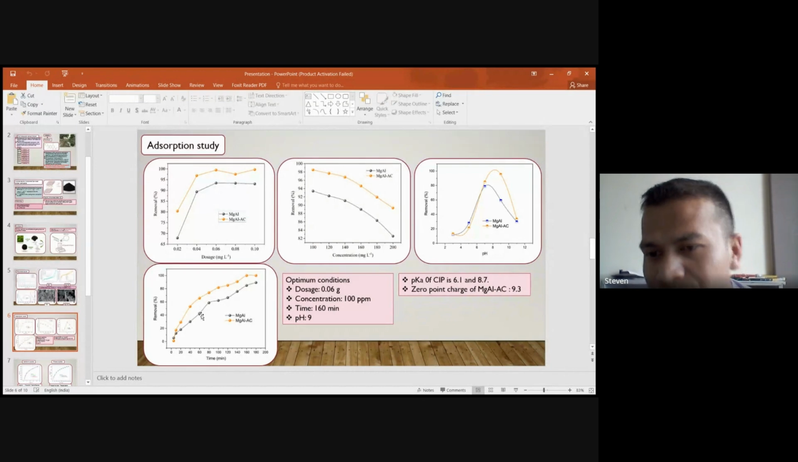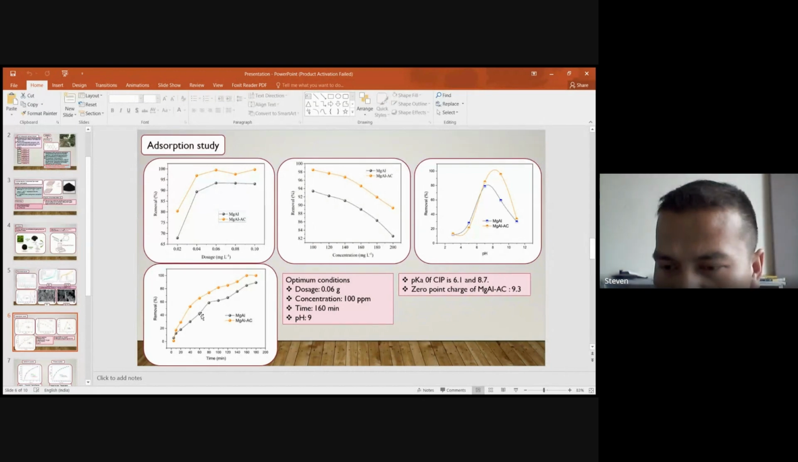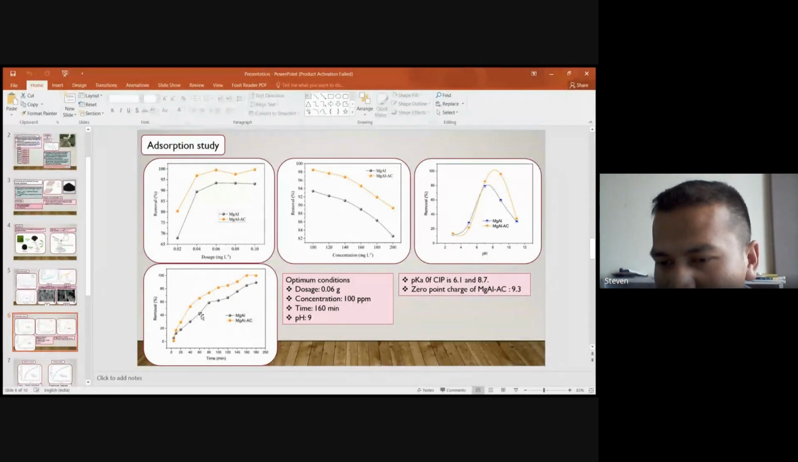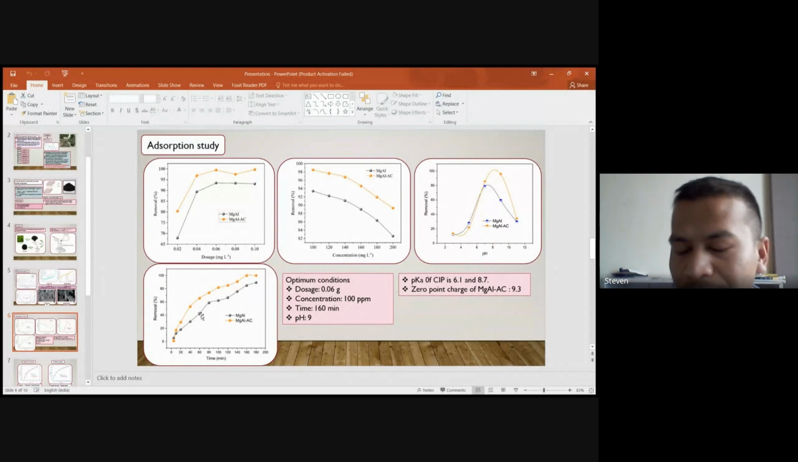Whereas the point of zero charge of the composite was found to be 9.3, meaning that below 9.3, it exists as a cation, and above 9.3, it exists as an anion. So at pH 9, the ciprofloxacin exists as an anion, whereas the composite exists as a cation. Therefore, the interaction between them could possibly be due to electrostatic interaction.